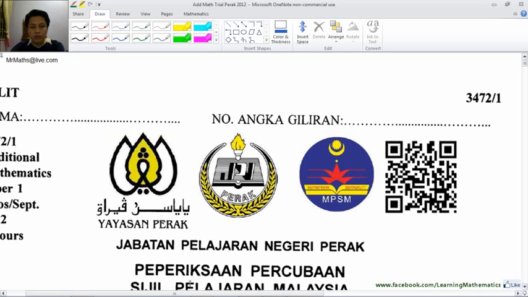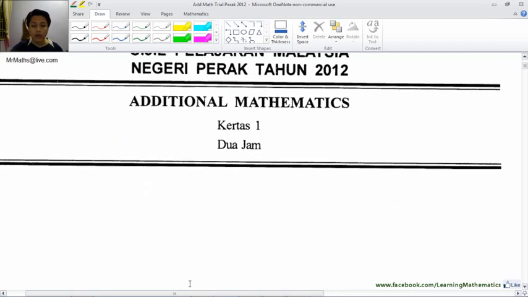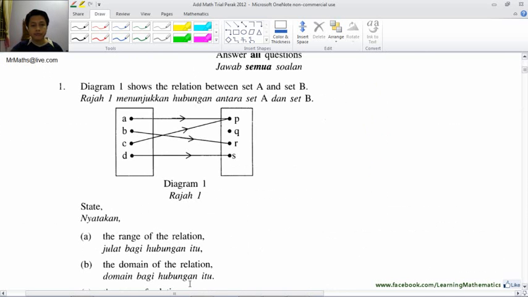We're going through some exciting time here. We're going to try to answer all the questions for SPM Trial Exam in Perak 2012. We'll start with paper 1. This is question number 1.